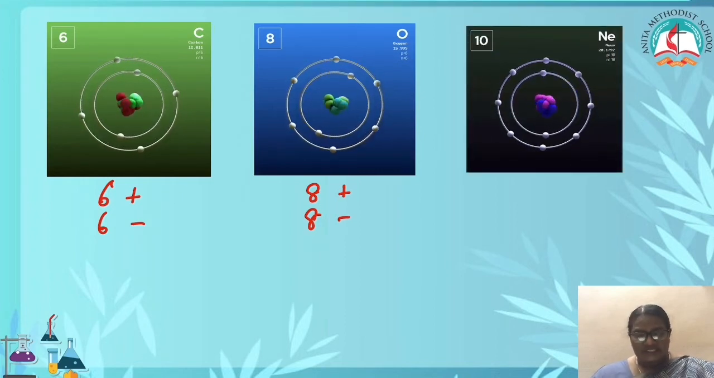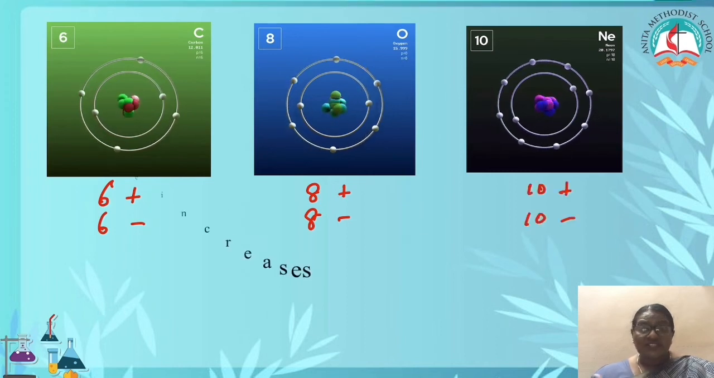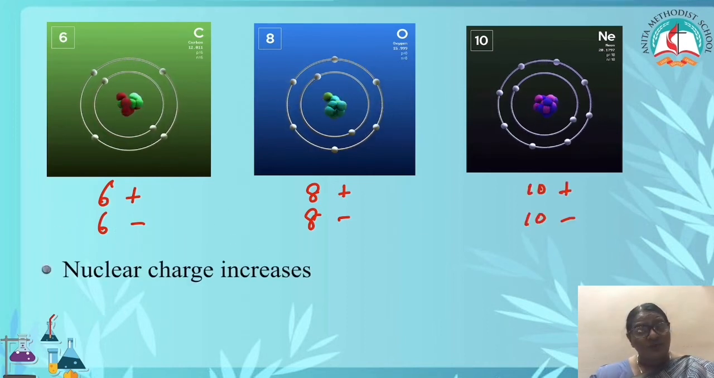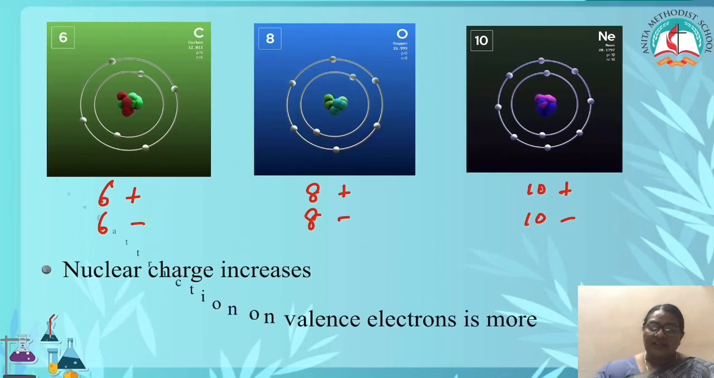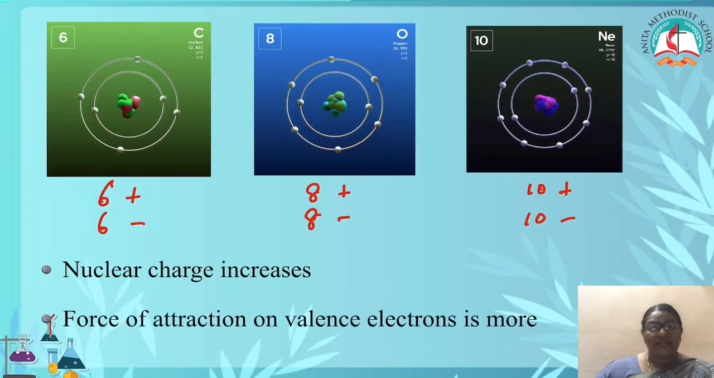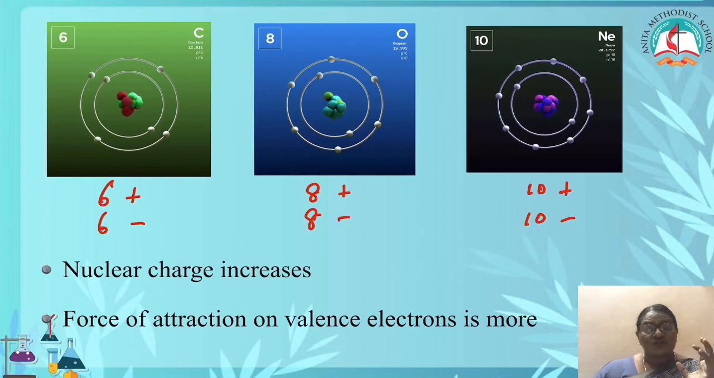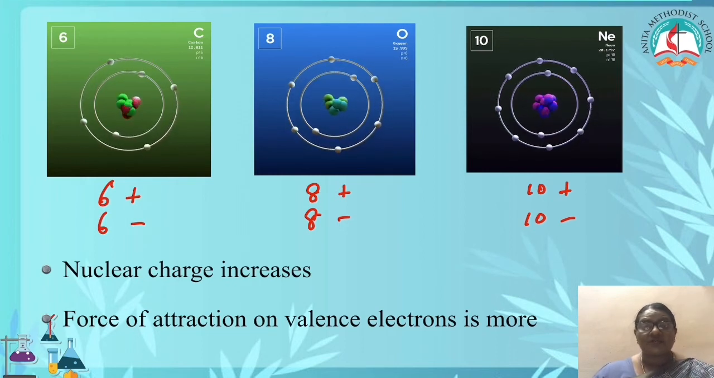So, what happens in this case? Nuclear charge increases. As we move across the period, electrons are added to the same shell and the nuclear charge increases. Because of the increased nuclear charge, the nucleus holds the electrons tightly towards itself. So, the force of attraction on the valence electron increases. Because of this, what happens?